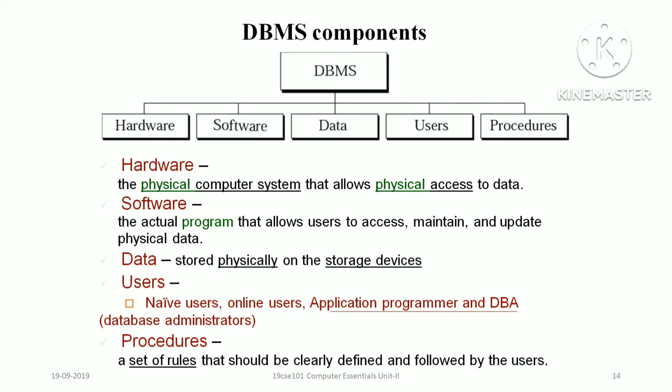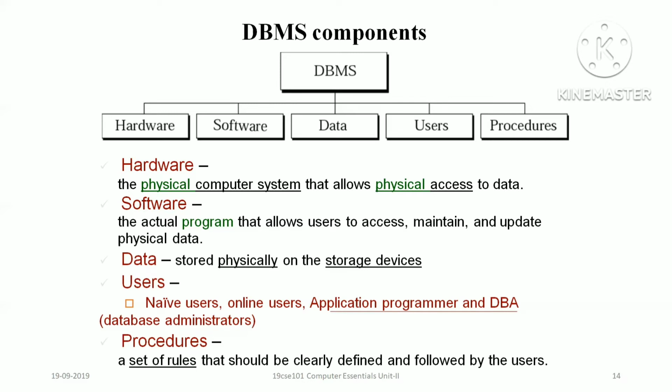Actually, the user of an ATM machine is making a transaction over the database without knowing anything about it. So the ATM user is a naive user. Why are ATM users naive users? Because the user of the ATM machine is making a transaction over the database without knowing anything about it. So the ATM user is also known as a naive user.